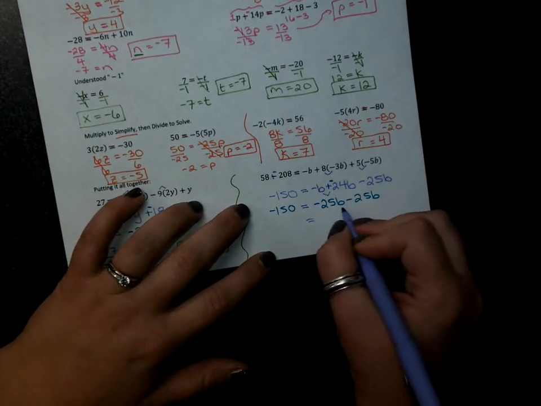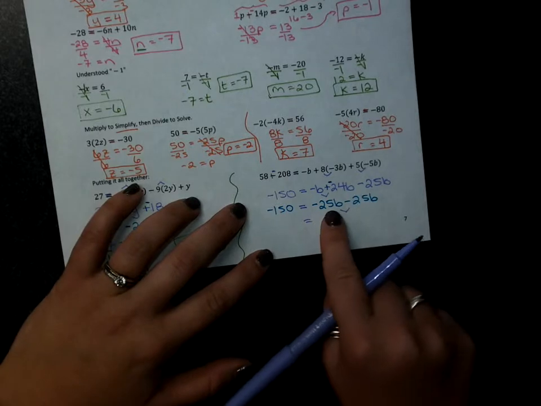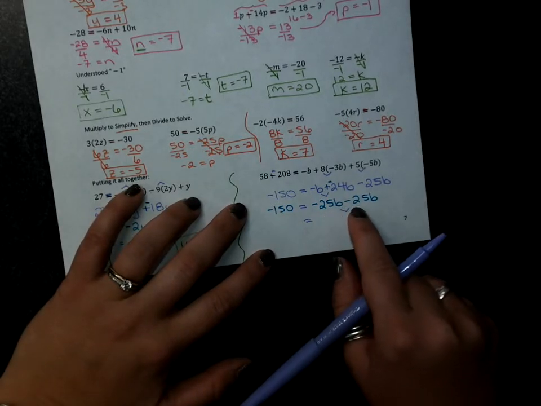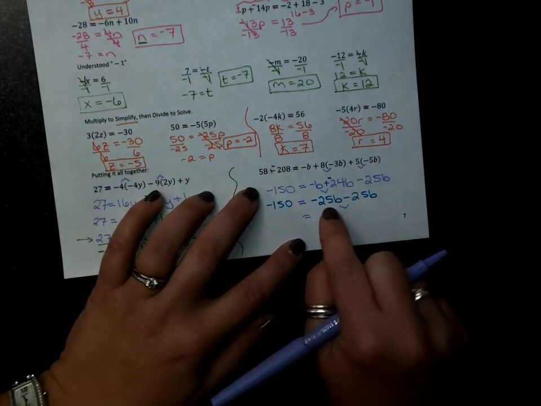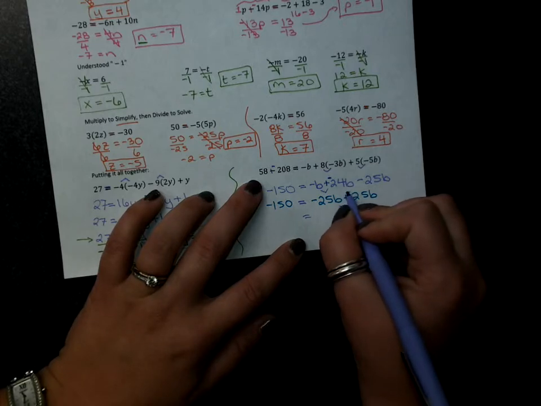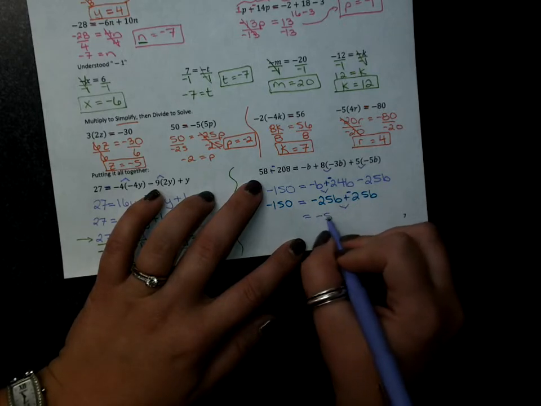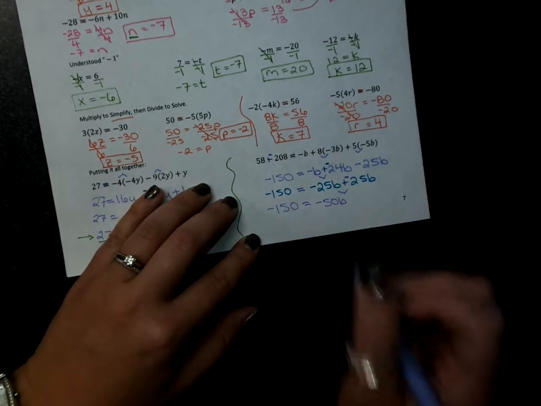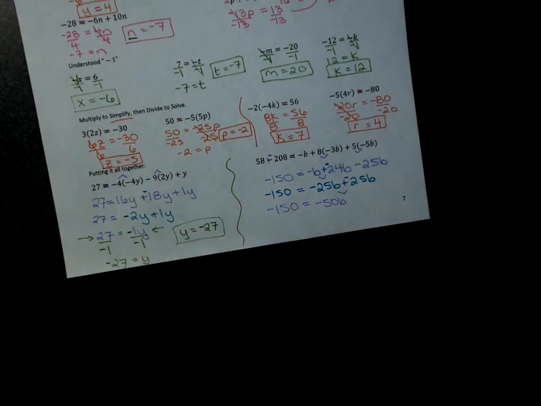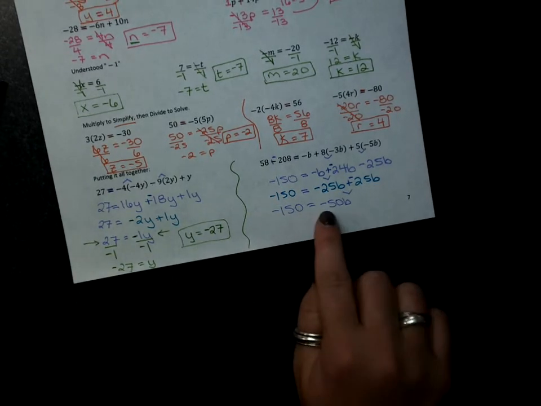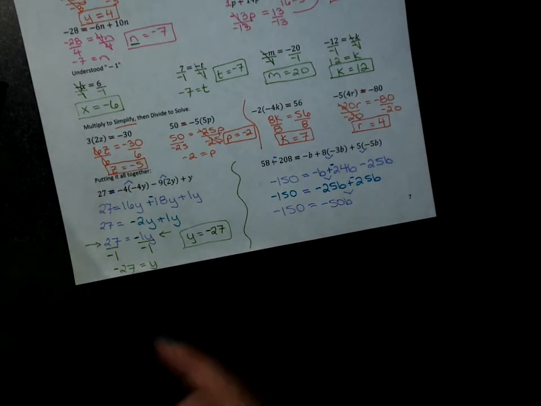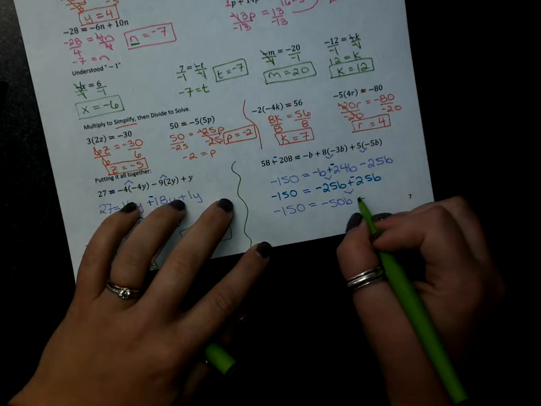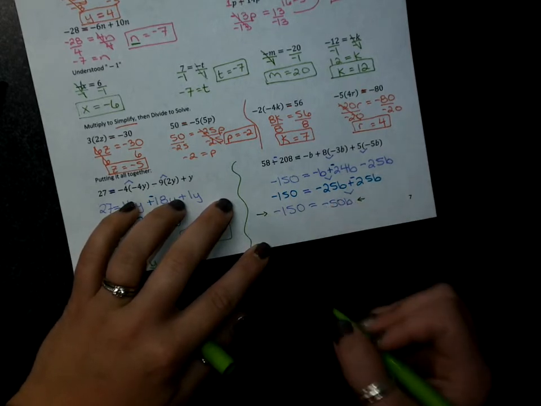Now we're going to combine these two together. We have negative 25b minus 25b. We're going to keep change. You should get negative 50b equals negative 150. So negative 150 equals negative 50b. So again, we're down to one term with the variable equals our constant.